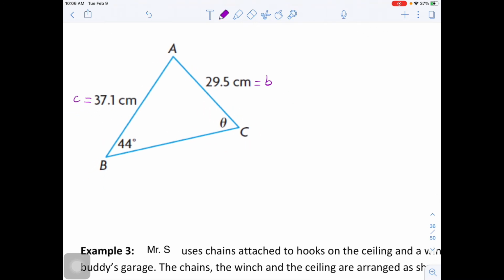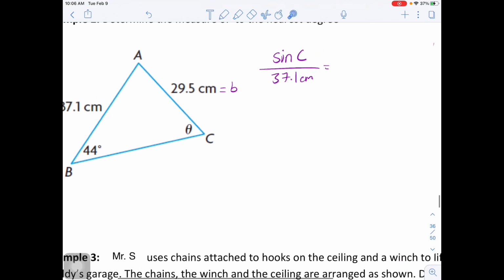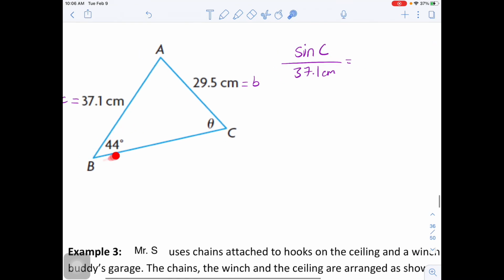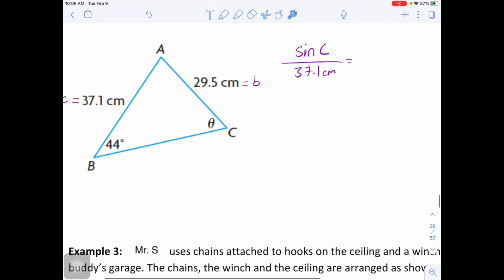So in this case, sine C is going to go on the top, and the ratio on the bottom should be the opposing side length, 37.1 centimeters. This is going to equal, find the angle given that has the opposing leg given. So this will be sine B, which is 44, over 29.5 centimeters.